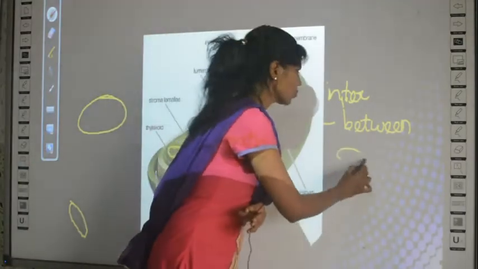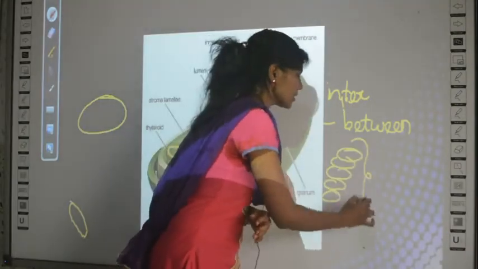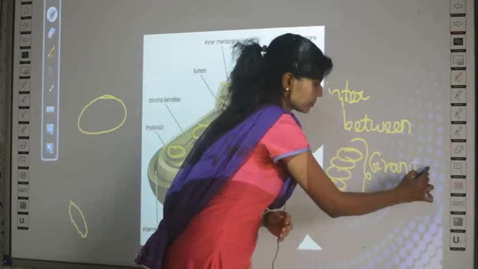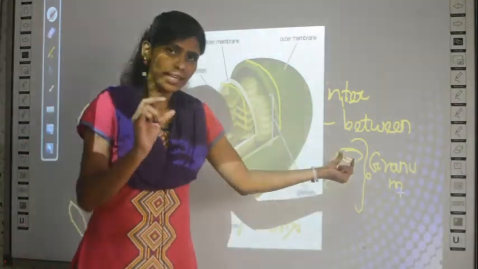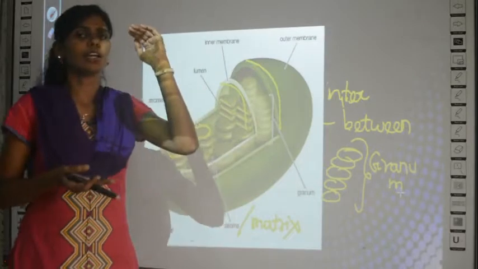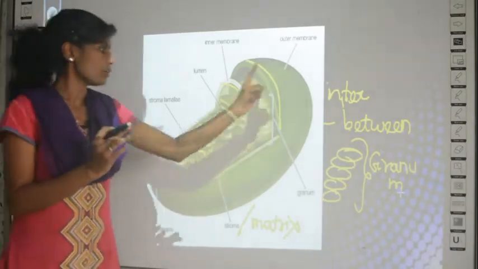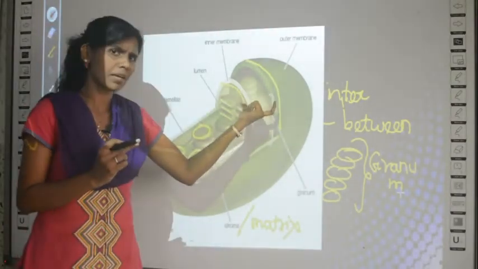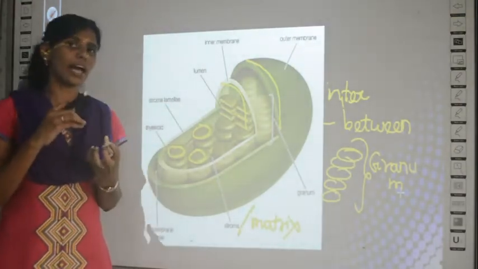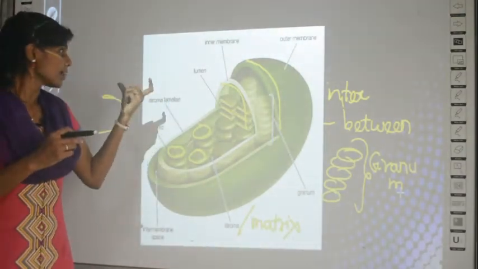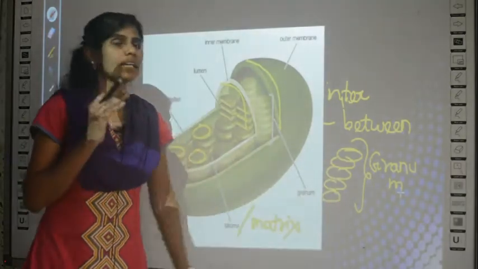What does this mean? See, if this is one thylakoid, there are many thylakoids arranged one above the other, and this is called granum. Clear? So one coin-like structure is called thylakoid, and a pile of thylakoids stacked above each other is called by the word granum. So what have we studied? Outer membrane, inner membrane, intermembrane space, a liquid-like structure called stroma or matrix, and inside you have coin-like structures which is called thylakoid, and the thylakoids packed on one another, that structure is called granum.